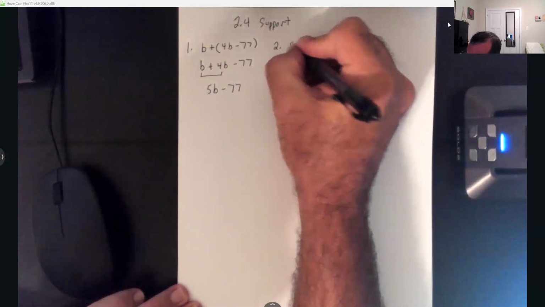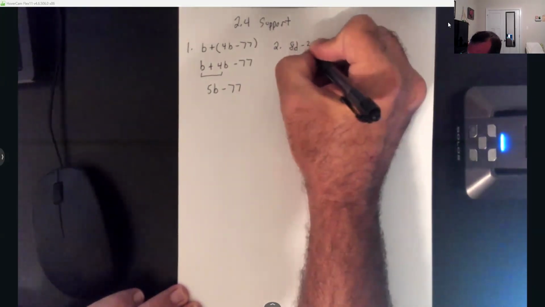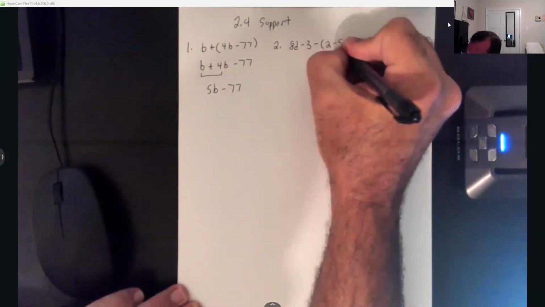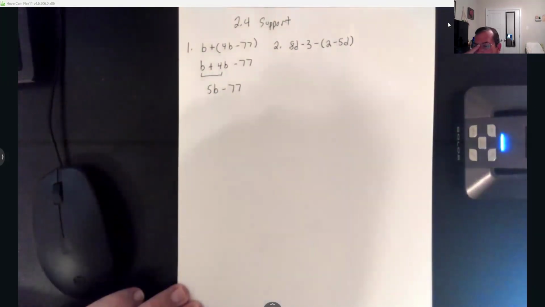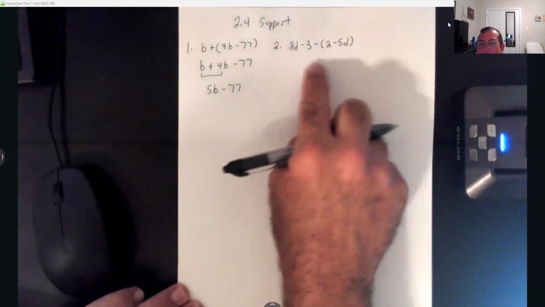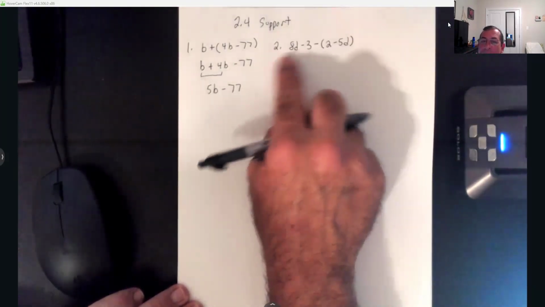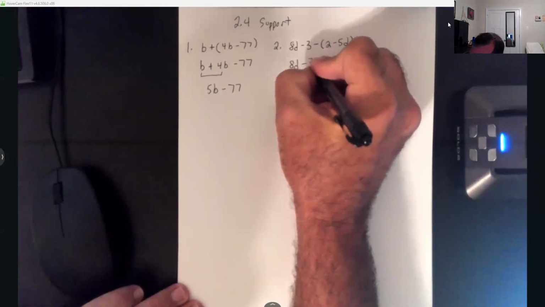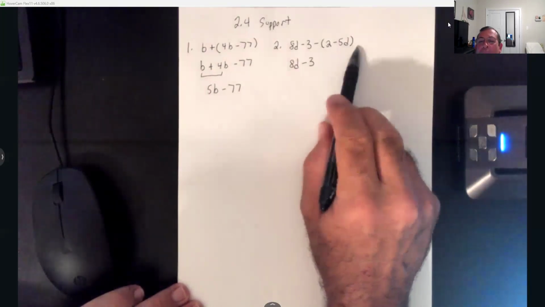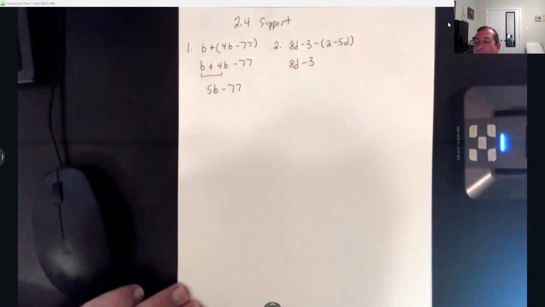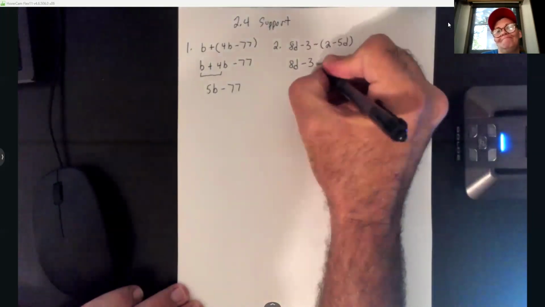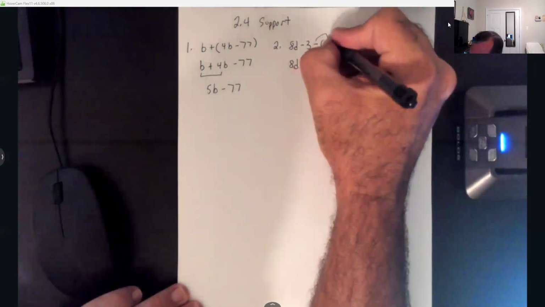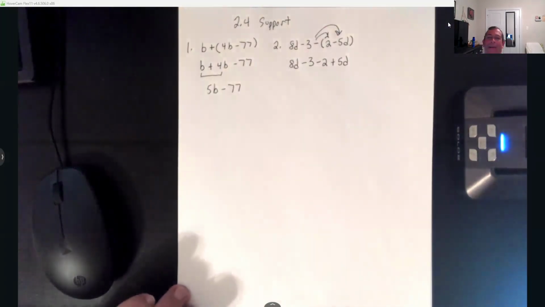So y'all try this one. 8d minus 3 minus parentheses 2 minus 5d. So the trick is what you're going to get out here. The 8d and the minus 3, there's nothing happening to them at the moment, so I'm going to bring down the 8d minus 3. What I'm worried about is dropping these second parentheses. What are y'all bringing out? Minus 2 plus 5d. There you go. So y'all, you have to distribute subtraction, okay?